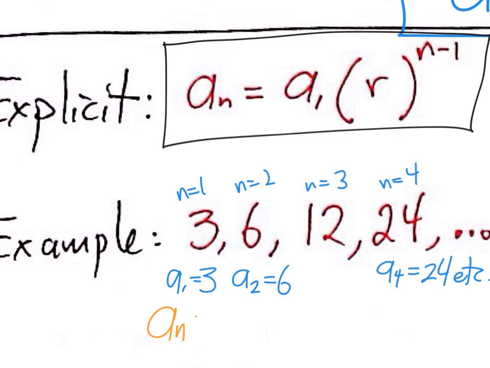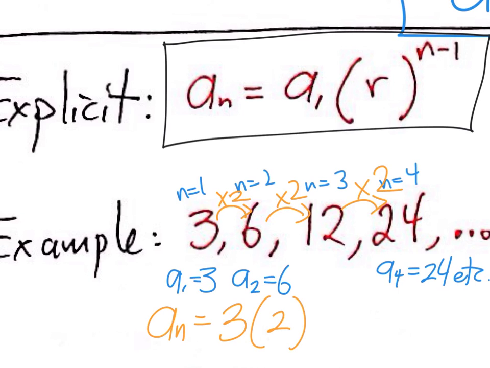So we can say a sub n equals our first term, 3, times our common ratio, which is 2, multiplied by 2, multiplied by 2, multiplied by 2, we already figured that out up above, and then to the n minus 1. So, a general formula here, where we can find the value of a term based on the term number. So, what's the 100th term in the sequence? You can just plug in 100, and voila, there's your number.